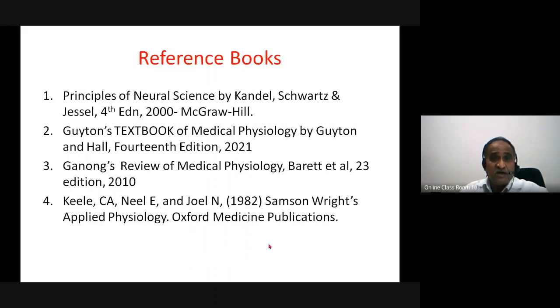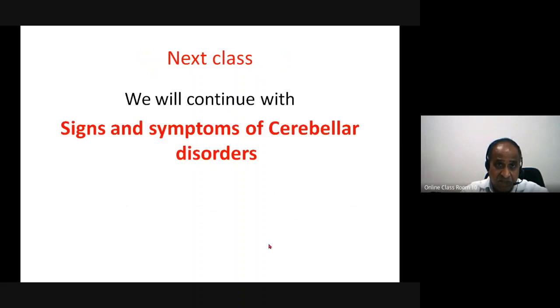The reference books are Guyton's Physiology, because a lot of things are discussed about the cerebellum there. Then Kandel's Neuroscience, Ganong's Review of Physiology, and Samson Wright's Physiology, because the overall concepts I am trying to provide may not be limited to these books. Maybe in addition, there are many other books. I have referenced them at particular moments.